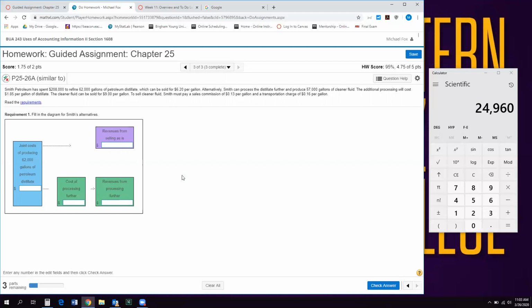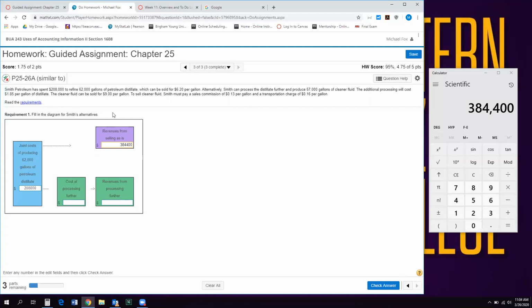All right, so the first thing it wants us to do is figure out our joint costs. So that's this $208,000. Whichever decision we make, that $208,000 has already been spent. So that's a joint cost of these two decisions. So if we sell it as it is, we're going to sell 62,000 gallons at $6.20 per gallon, which is $384,400. That'd be our revenue from selling as is.